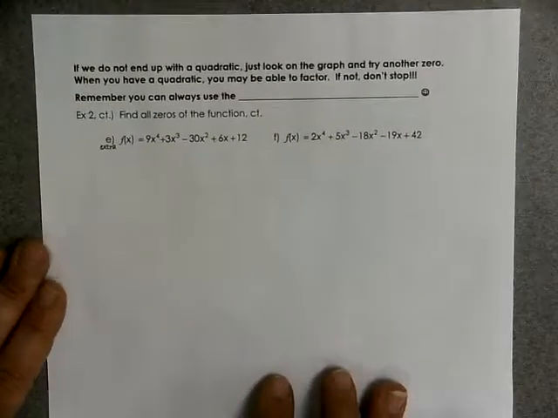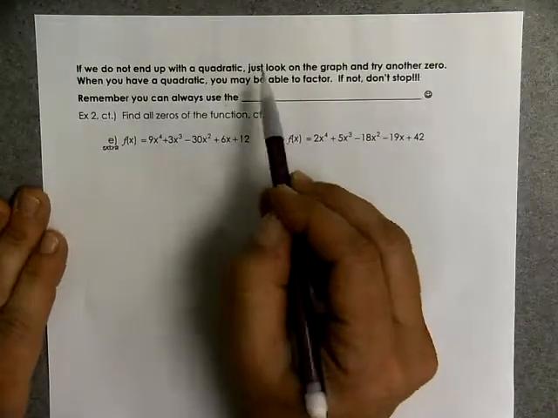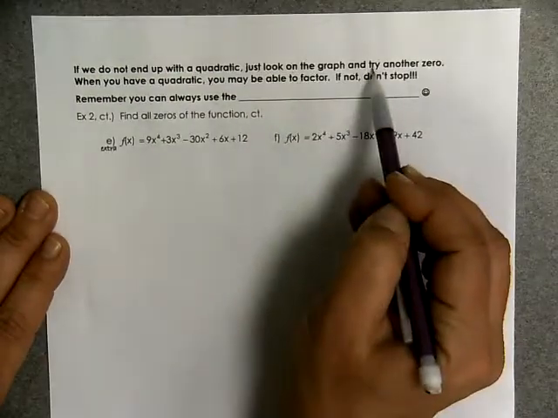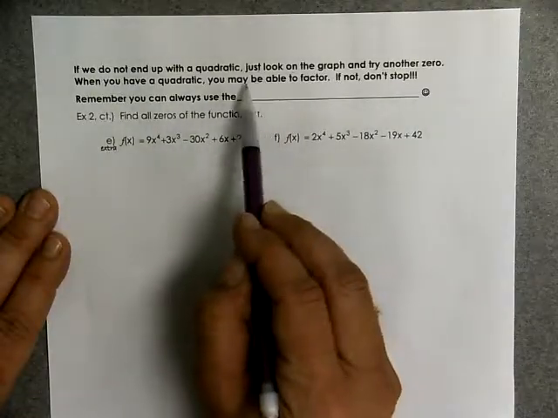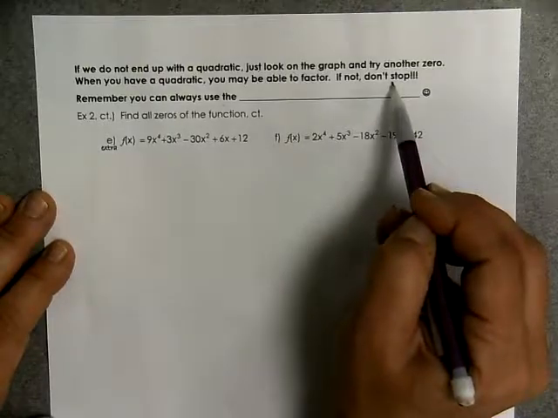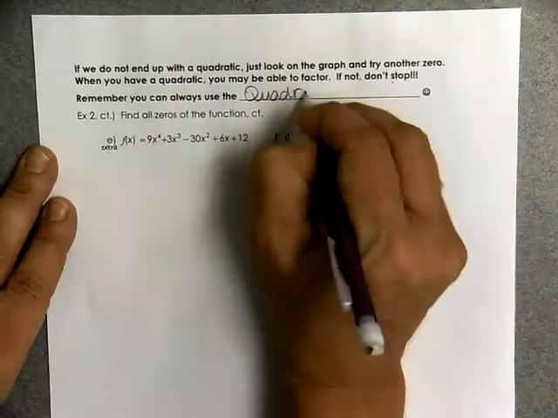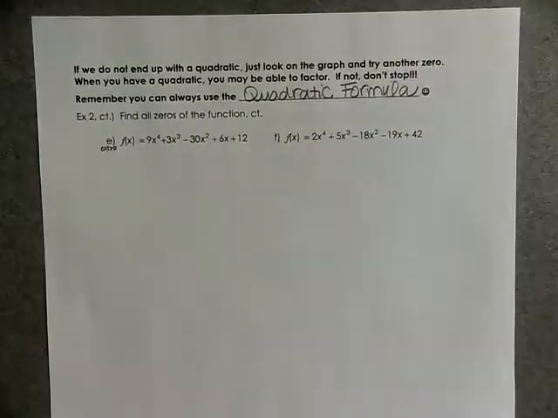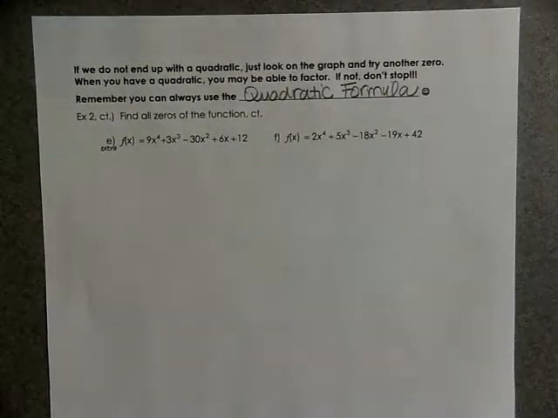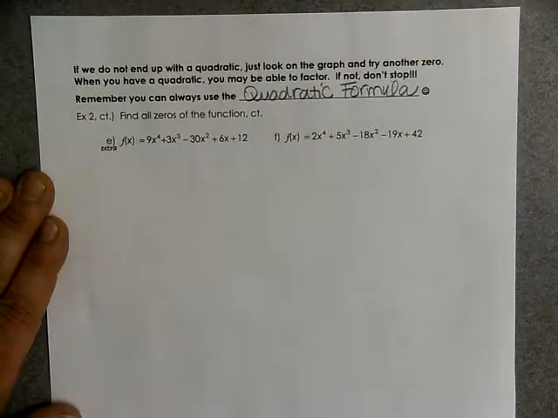But I do want to talk about what happens if we do not end up with a quadratic when we're done. Let's say we whittle it down and we end up with a cubic, and that's not factorable. Then we just look on the graph and use another 0 from the graph. When you have a quadratic, you might be able to factor. If you're not able to factor, that doesn't mean there's no solution. Remember, you can always use the quadratic formula to help you find solutions also. So like on 1C, we were able to use square roots, but if we have a quadratic that has an x term also, that's not factorable, we could use the quadratic formula.